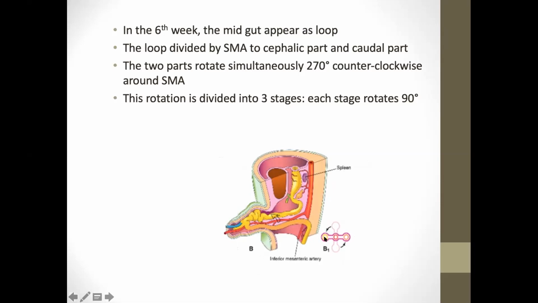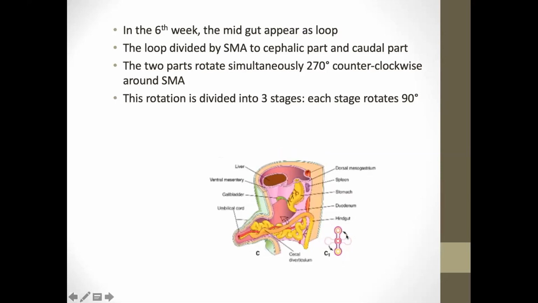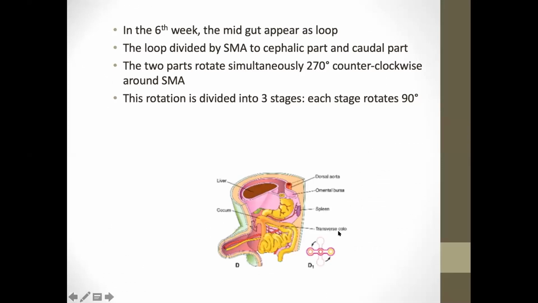We will see that the upper part becomes to the right side of the lower part. The second 90 degrees will put the upper part down and the lower part up. The third 90 degrees will make the upper part to the left and the lower part to the right. After that, there is rapid growth of the cephalic part. This will give mainly the small bowel.